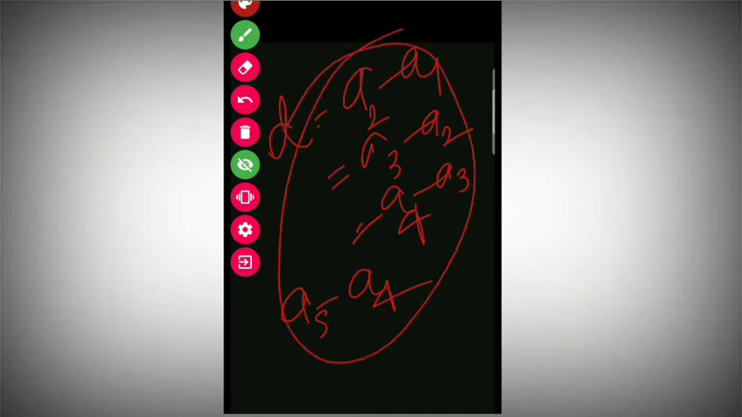You will get the difference between two numbers, or you can get the common difference in that sequence, in that series. And the name of the series is what? AP. I think you have got now what I have to explain.